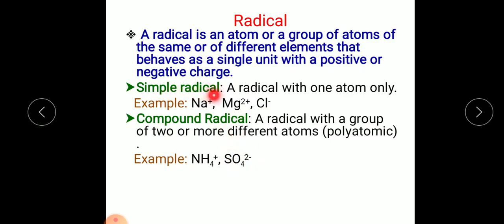So in simple radical we have only a single atom, whereas in compound radical we have two or more different atoms, or we can say polyatomic. In the ammonium ion, we have one nitrogen and four hydrogen atoms, and they behave as a single unit with a positive charge. In sulfate, sulfur and oxygen collectively have a 2 minus negative charge.